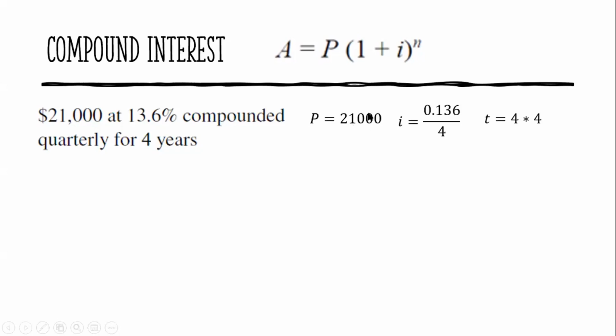So this is my P, that's my I, that's my N. I have the T, but I keep apologizing. It's actually N. So let's put the formula together. The 21,000, 1 plus the 0.136 over 4, raised to the power of 16, because 4 times 4 is 16. Right there. There's your number.